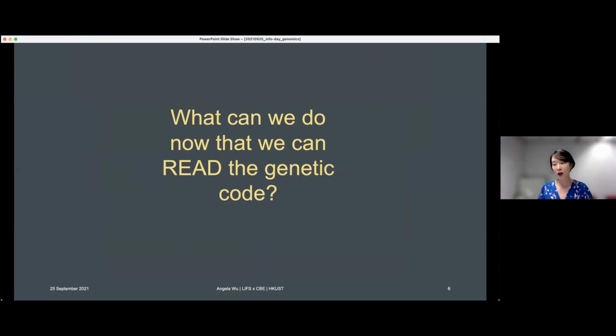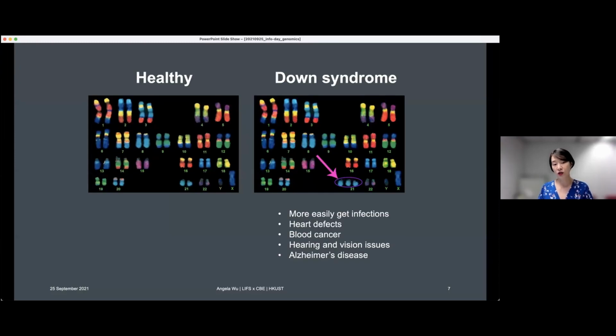Okay, so then my question for you is, now that we can read the genetic code, what can we do with that information, right? So you can think about it a little bit yourself. But one of the first things that we can do is perform diagnosis, okay? Diagnosing certain diseases that are related to changes in our genome. So a simple example is Down syndrome, okay? Down syndrome is a syndrome caused by having an extra copy of chromosome 21.